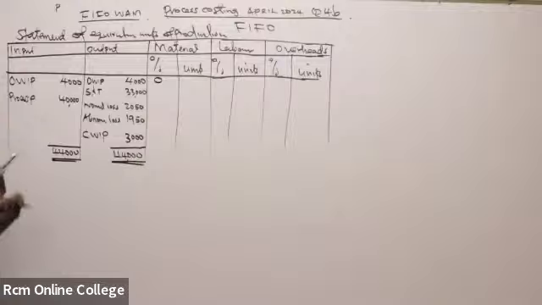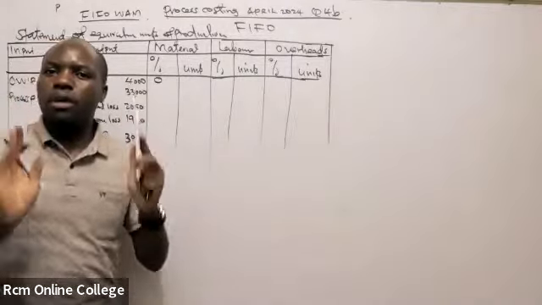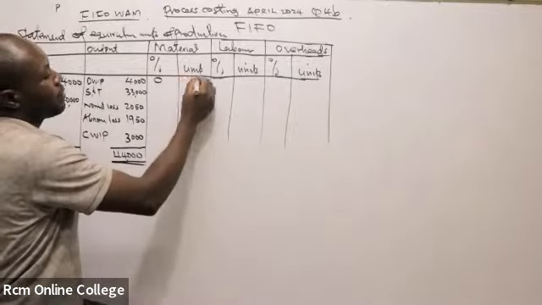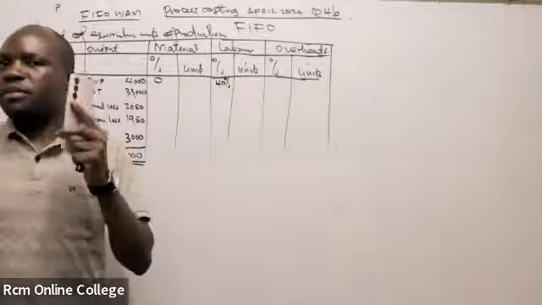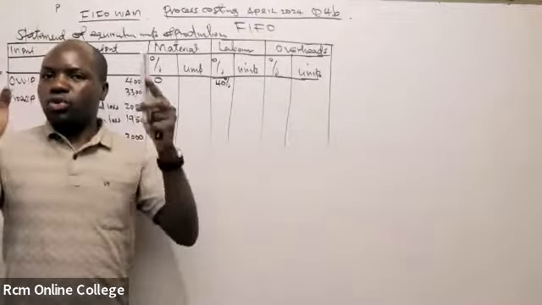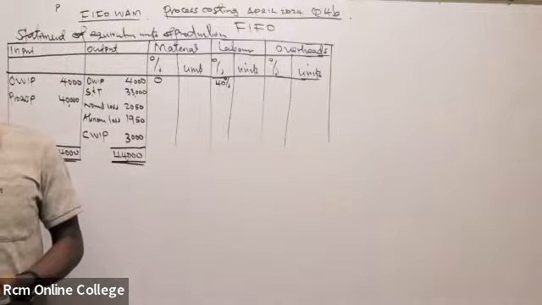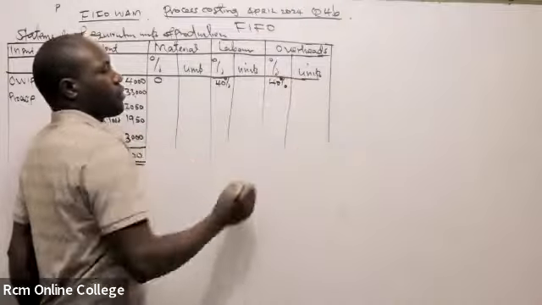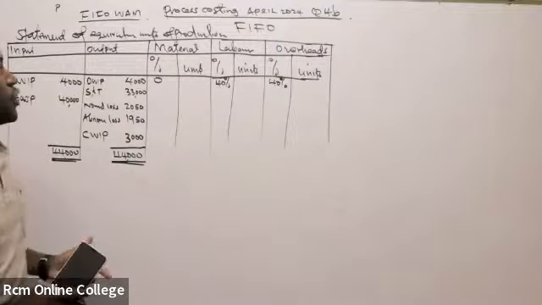How about labor? Our opening work in progress, labor is 60% complete. During the current process, what percentage are we going to complete to convert it to a finished product? 40%. For the overheads, 60% is complete. What are we going to complete during the current process to convert it to a finished product? 40%. Now the question is, somebody said that I should be able to repeat.